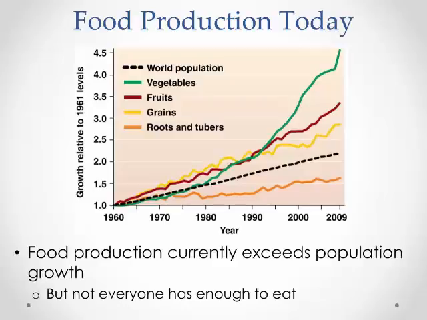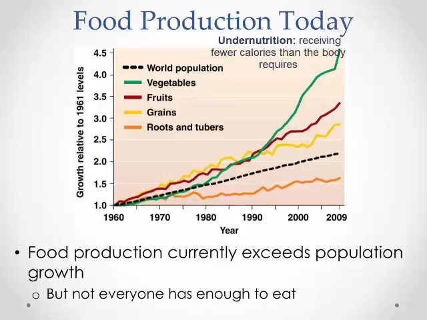Currently, food production exceeds population, and the production of most foods has risen since the 1960s, meaning we're producing more food per person each year. Despite this positive growth, there is still global hunger. There are approximately 870 million people worldwide who do not have enough to eat and consequently suffer from undernutrition, or receiving fewer calories than the body requires. Malnutrition, or shortage of nutrients, vitamins, and minerals the body needs, is also a global problem.